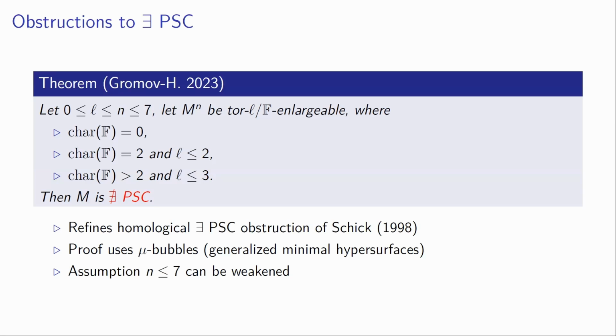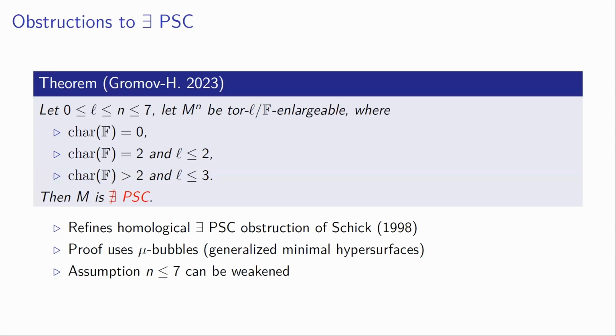And if the characteristic of F is equal to 2, then we have to assume that L, so this torality part, represents the torality part of the manifold, has dimension or rank at most 2, and if the characteristic is larger than 2, then this torality part can have dimension up to 3, and so then we get this non-existence statement for positive scalar curvature metrics. So then we find some homological obstruction phenomena, Schick in the 90s of the last century.